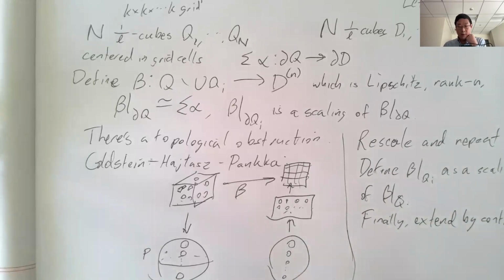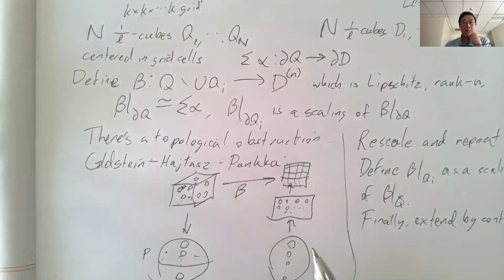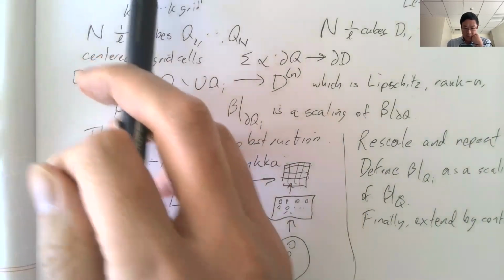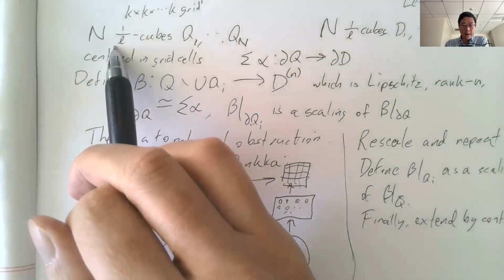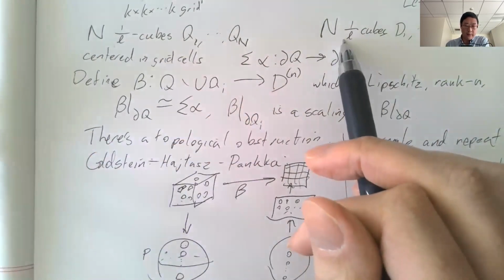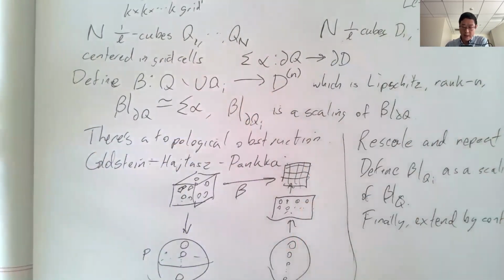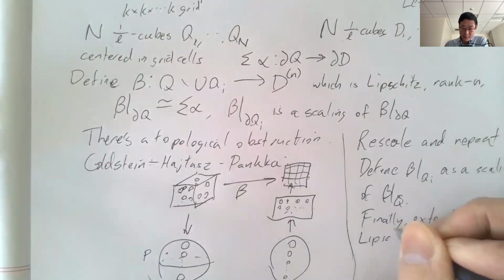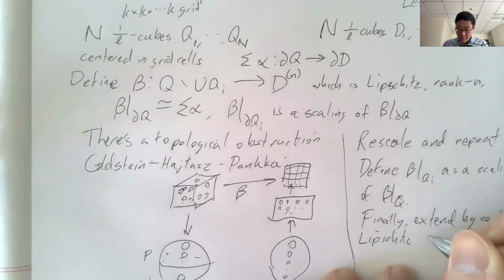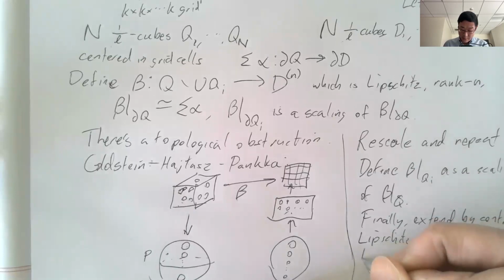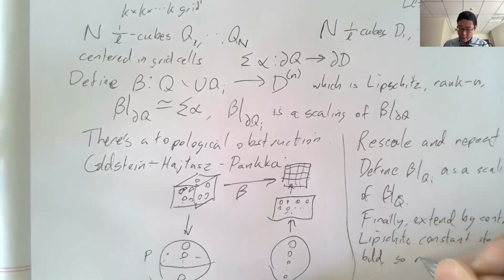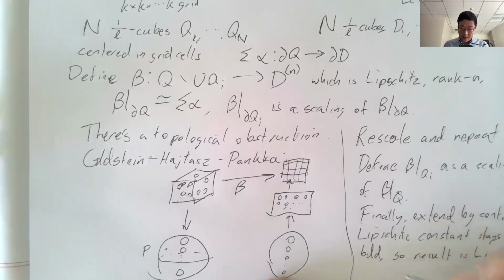And again, we have to be worried about what happens to the Lipschitz constants here, because we're defining this map by doing these infinitely many rescalings. But because of our choice of K, because of our choice of cubes here, we're rescaling the cubes in the domain by a factor of L, we're rescaling the cubes in the target by a factor of L. And so the Lipschitz constant stays bounded. So the final result is Lipschitz and rank n.